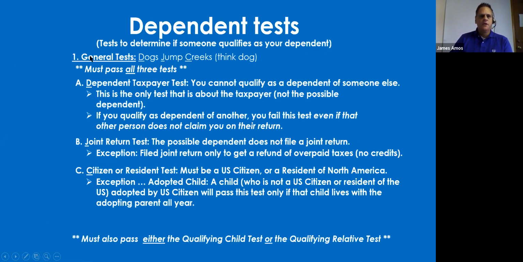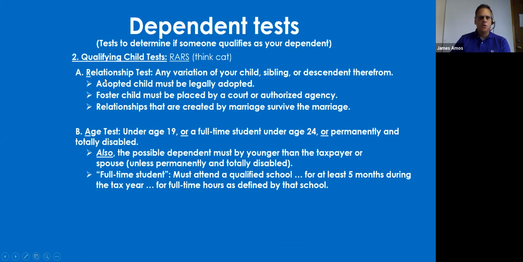So keep in mind, I'm just going to back up here so we can review this now. Remember, there are 3 sets of tests. There are the general tests that we already talked about, and you have to pass all of these. Once you get through all of these and you're okay, you must pass either the qualifying child test or the qualifying relative test. And we just talked about the qualifying child test. That's where you think CAT, the RARS: relationship, age, residency, and support. Okay.